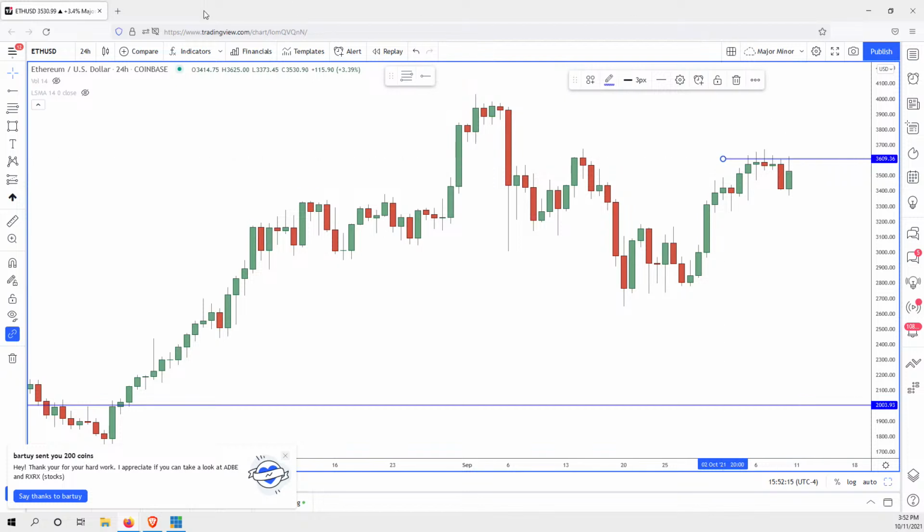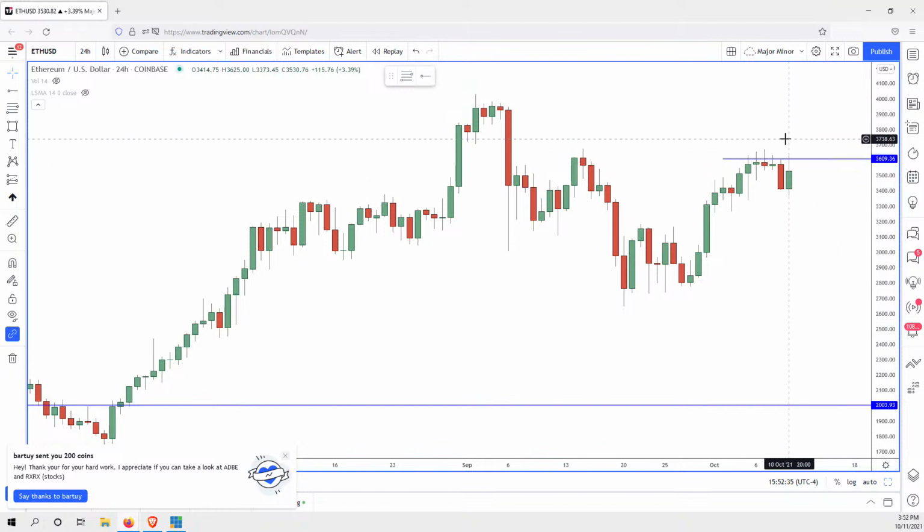If it takes out the high of that candle tomorrow, then this low right here will be a higher low. That's bullish structure, and I would anticipate a higher high. Your next resistance is here, which is basically 4,000. We'll round that to 4,000. That's what you're potentially looking at.